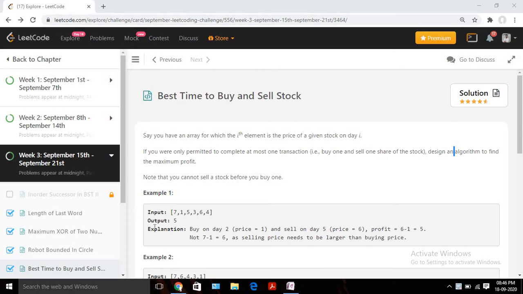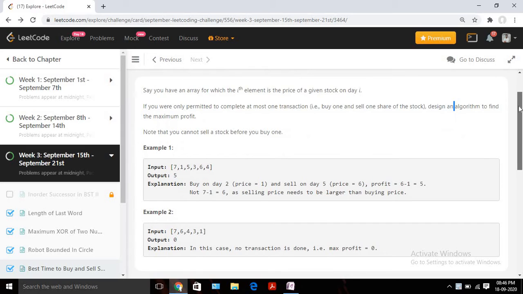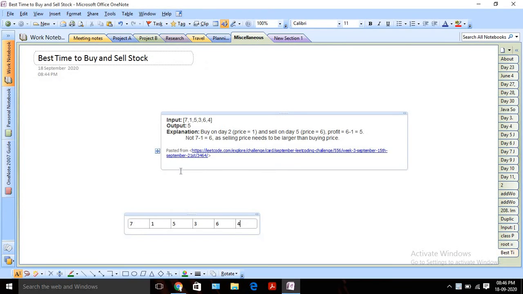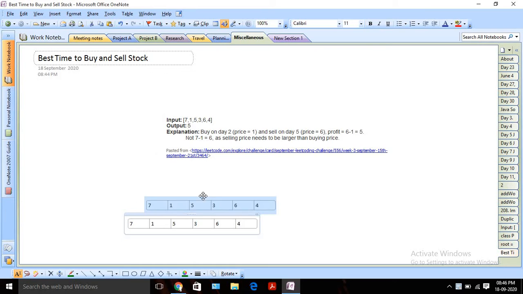So what they are saying, we will be given one array of integers. Those will be the stock or share value for a particular day, right? You can see that this is our first example. Here on day 1 or day 0, our stock price is 7. Then again for day 2 this, and these all are the stock prices for each and every day.